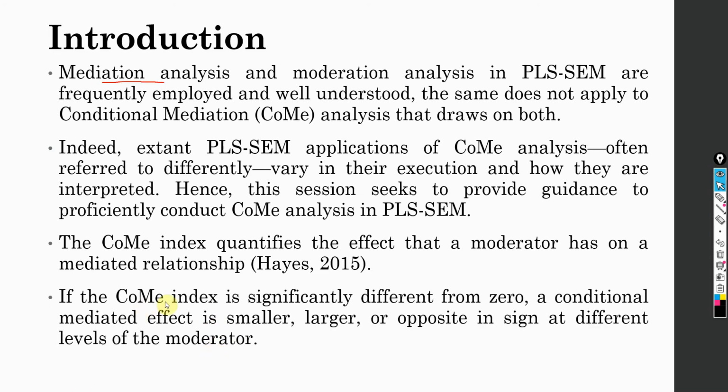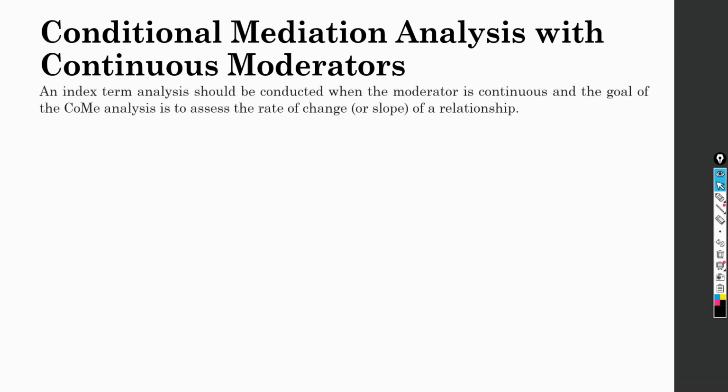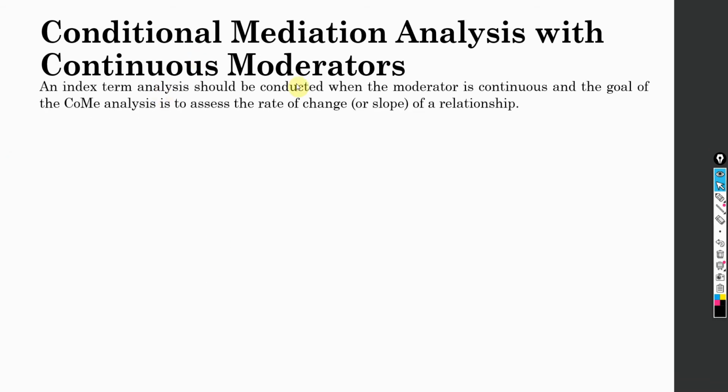So if your conditional mediation is significantly different from 0, a conditional mediated effect is smaller, larger, or opposite in sign at different levels of the moderator. We are going to look into this later. So an index term analysis should be conducted when the moderator is continuous, and the goal of conditional mediation analysis is to assess the rate of change or slope of the relationship, that is whether with the change of the moderator there is change in the indirect effect or not.